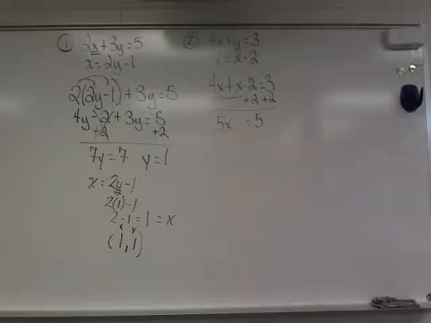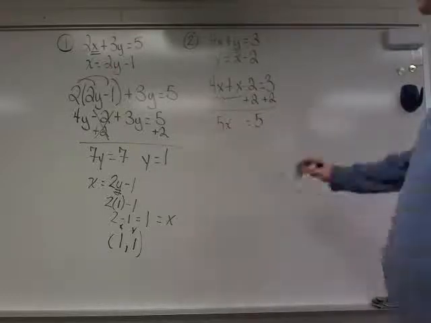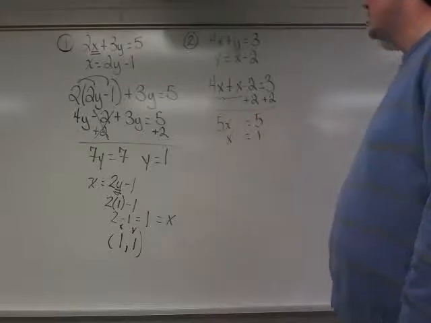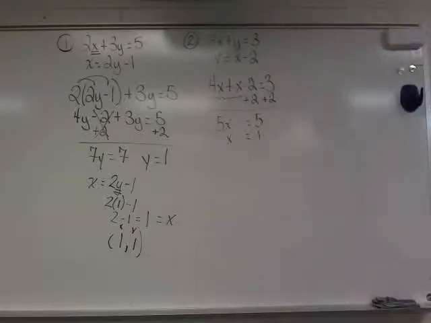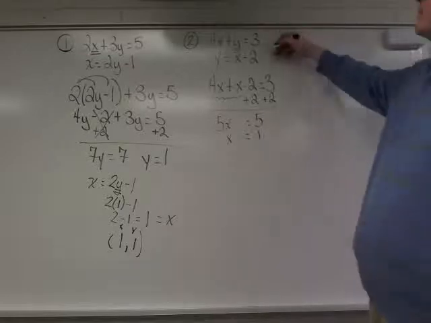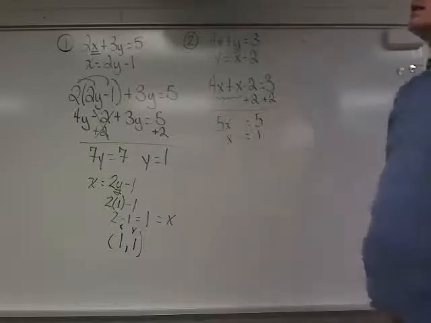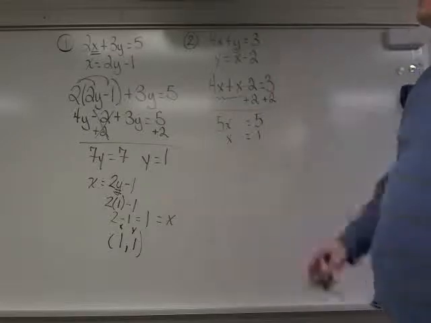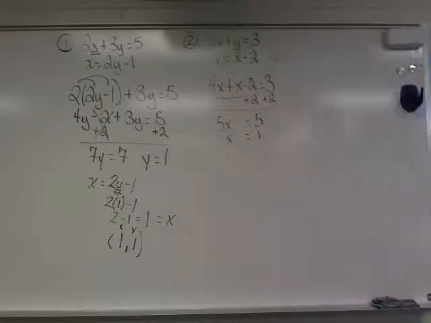Well, if 5x equals 5, of course, that means that x equals 1. 5 times 1 is 5. So if I now know that x is 1, I'm going to go into one of my original 2 equations and change x into 1 and solve. So I'm going to go ahead and pick the bottom equation again. Notice I tend to pick the equation that looks shorter.